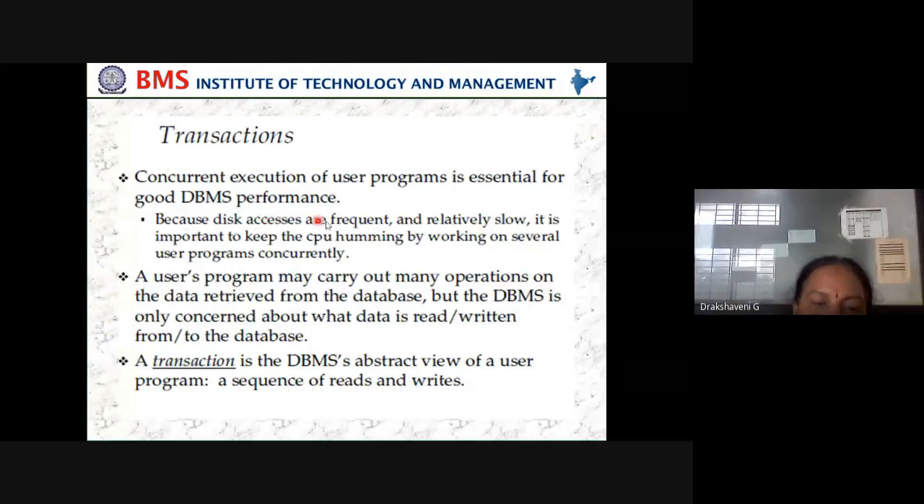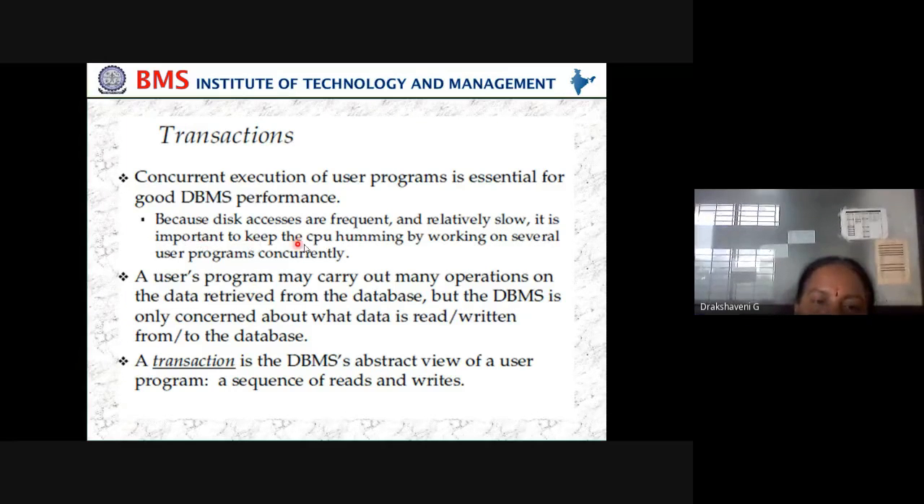Because disk accesses are frequent and relatively slow. So that's what I was saying. You have a hard disk and a processor in between, because the hard disk is slow and the processor is very fast. To bridge the gap between these two, we have something in between called cache memory, because disk accesses are frequent and relatively slow.